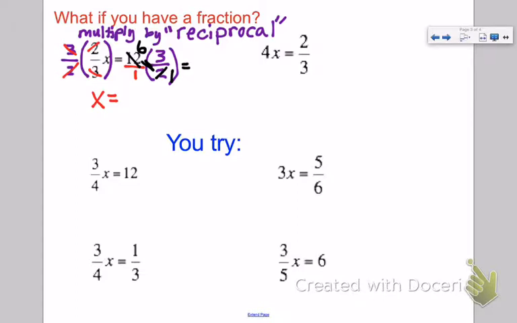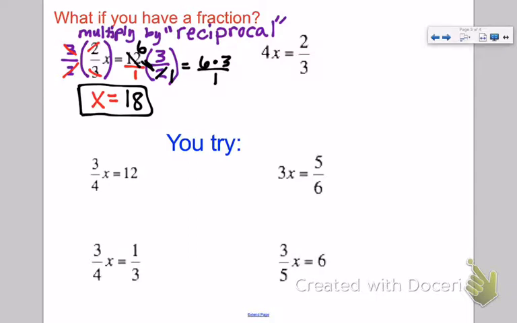So that's the same as doing 6 times 3 over 1. 6 times 3 is 18, and 18 over 1 is just 18. So we multiplied by the reciprocal in order to get the answer, in order to get that fraction to almost go away.